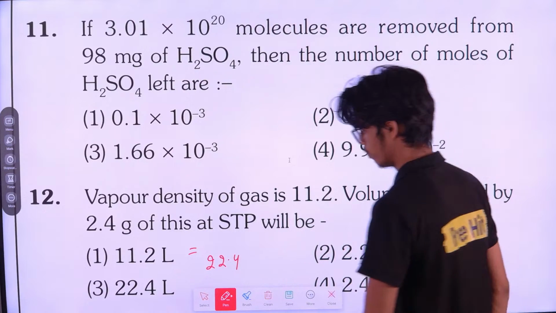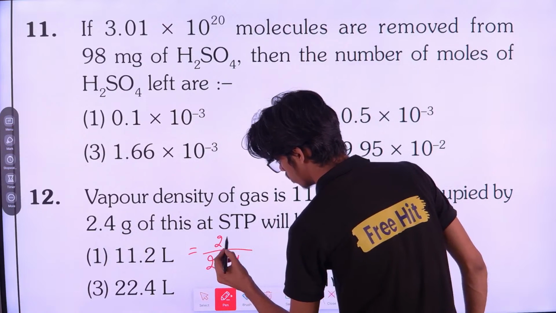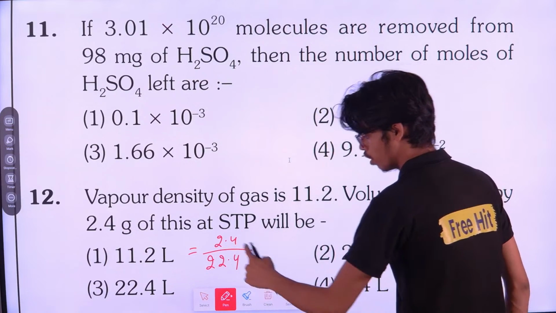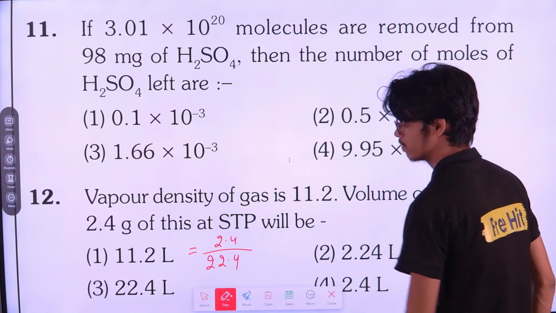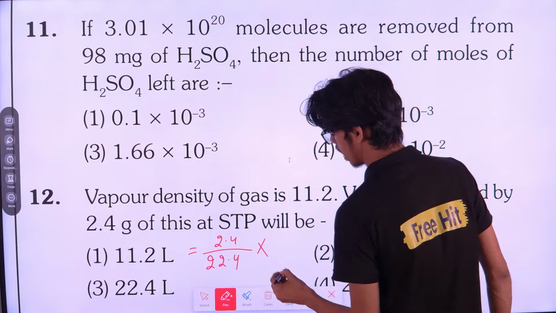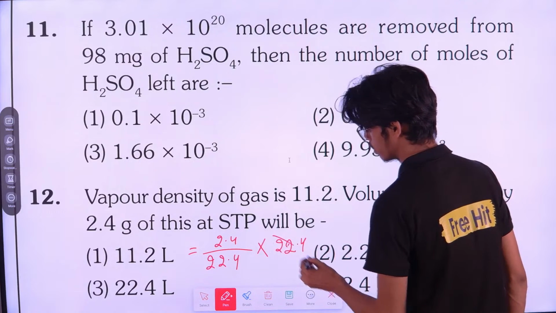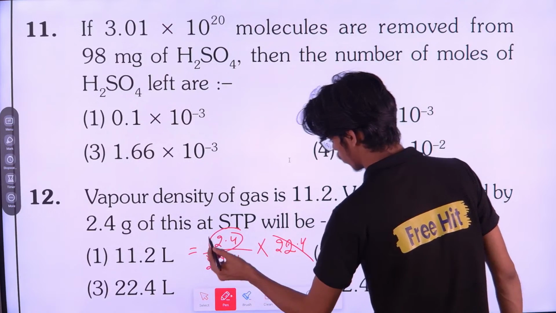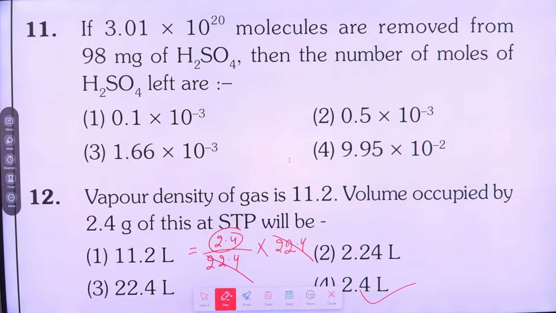So first of all, find the number of moles. Given mass is 2.4 gram, and molar mass we found out is 22.4. This is the number of moles. Each mole contains how much volume? At STP, 22.4 liter. Now you can see how beautifully this gets cancelled out, and 2.4 liter is the right answer. So question 12, option number 4 is the right answer.